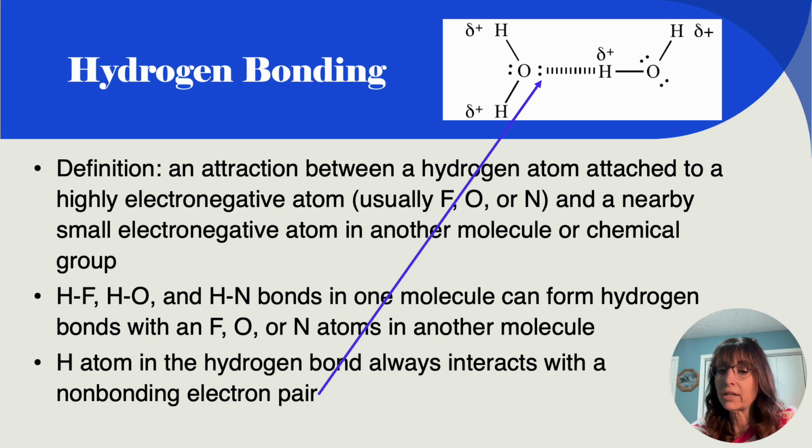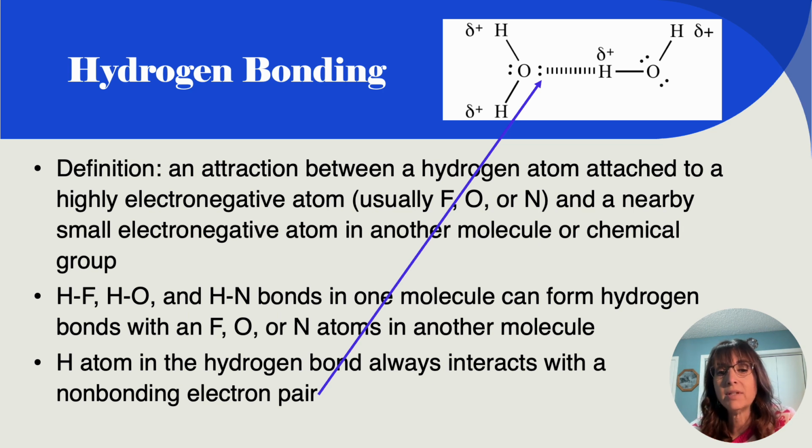Now for the last intermolecular force, hydrogen bonding. The definition here is that it is an attraction between a hydrogen atom that is attached to a very electronegative atom, usually F, O, or N, and a nearby small electronegative atom in another molecule or chemical group. A lot of people joke, "Hydrogen bonds are fun," F-O-N, to help you remember fluorine, oxygen, and nitrogen. So in other words, if you have H bonded to F, O, or N in one molecule, that hydrogen can form a bond with an F, O, or N in another molecule.